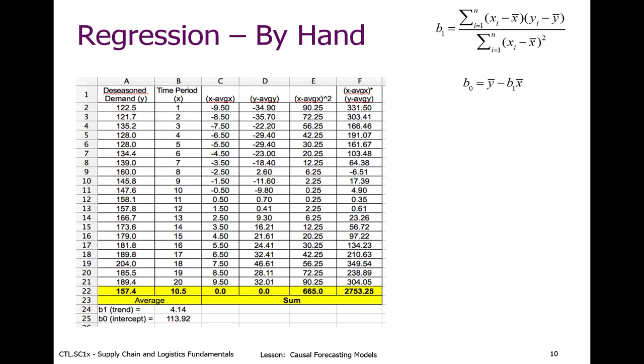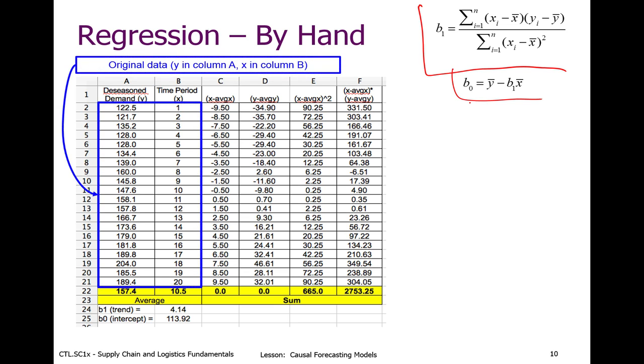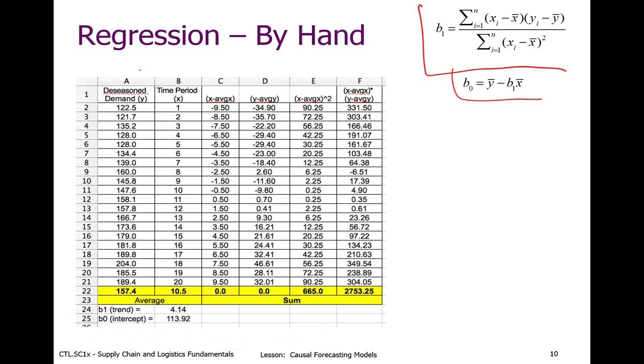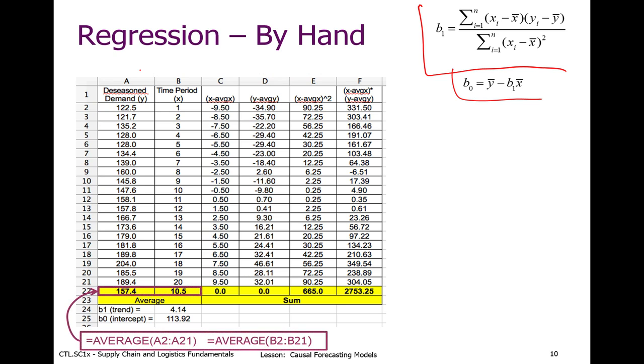So the first time I'm going to do this, I'm going to go through by hand. Remember, we found the estimate for the slope term B1 and the estimate for the intercept term B0. And what I'm going to do is use the data that we had, and the only difference here is instead of going from time period 80 to 99, I'm going from time period 1 to 20. I just shifted the time period. All the other data is exactly the same. So what I'm going to do is use this data to calculate my estimated terms for B1 and B0.